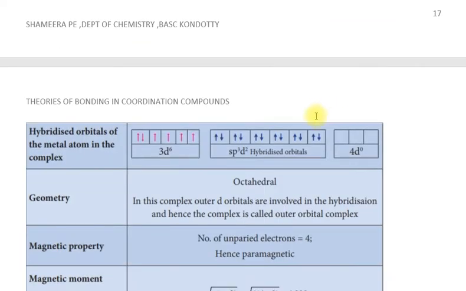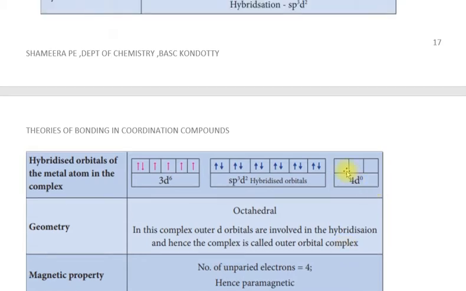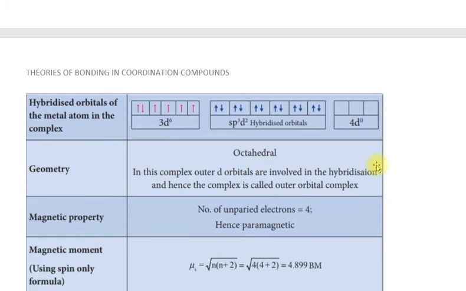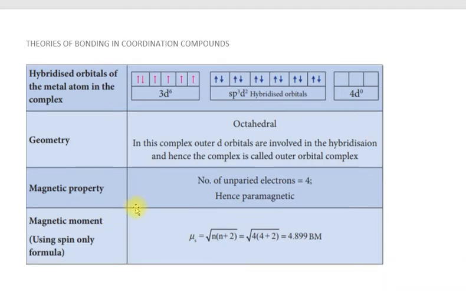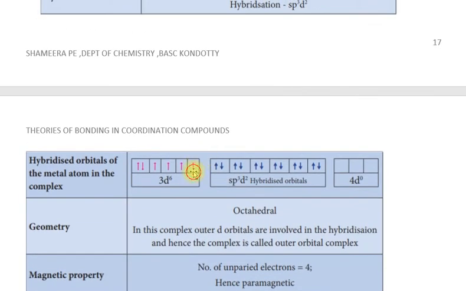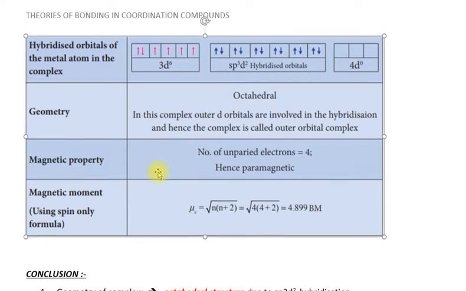Then the ligands will definitely get coordinated with these hybridized orbitals, forming the sp3d2 hybridized orbitals, and hence have octahedral geometry. So in this complex the outer d orbitals are involved in the hybridization, hence the complex is called the outer orbital complex, leaving the 3d orbitals vacant. And the magnetic property of this complex definitely involves unpaired electrons. Here 1, 2, 3 and 4, it has 4 unpaired electrons, and definitely it will be paramagnetic.